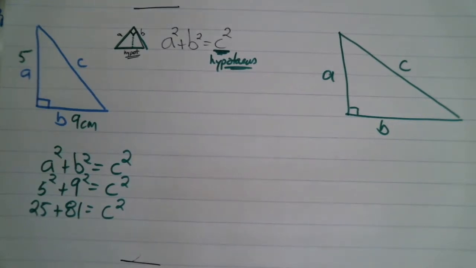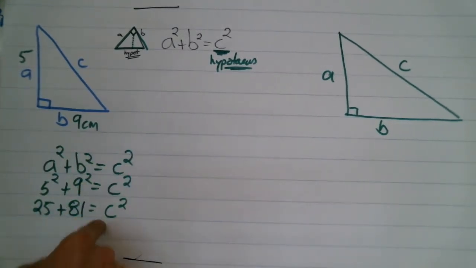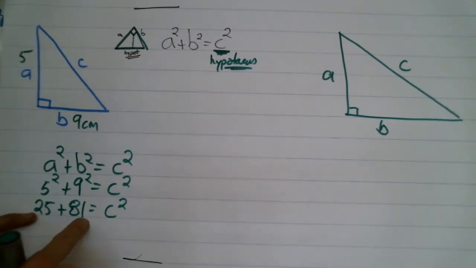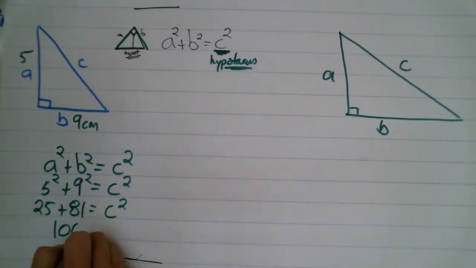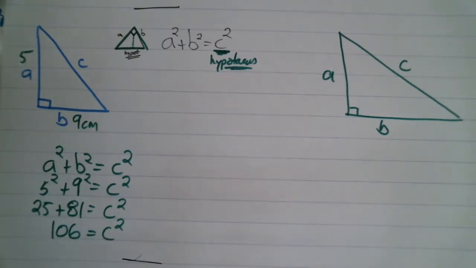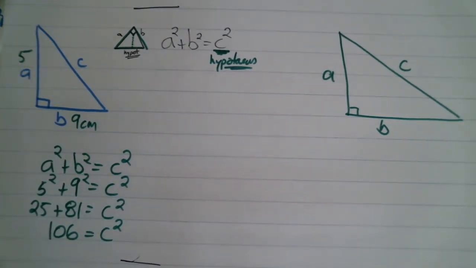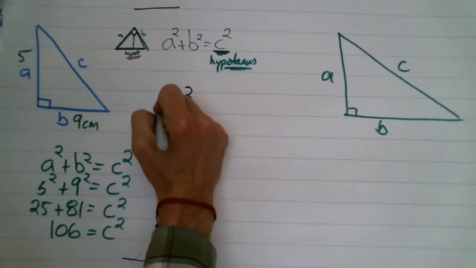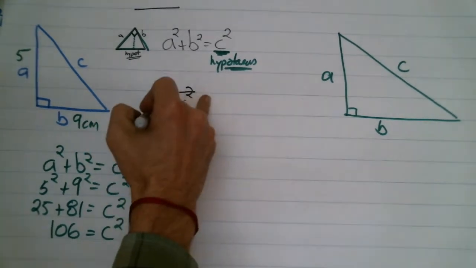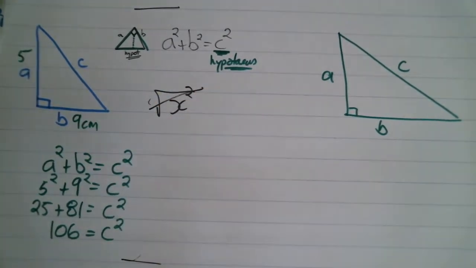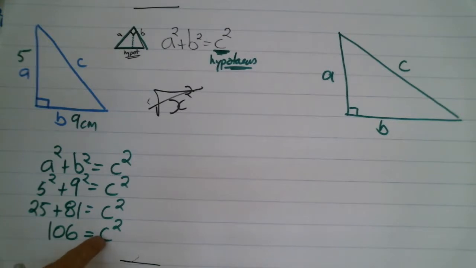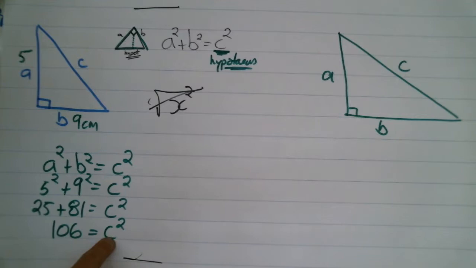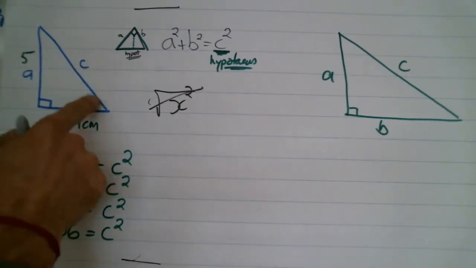Just like in the other stuff we've been doing, if we don't use it, just bring it down. 25 and 81, that's going to be 106. 106 equals c squared. Now this is the little thing we talked about quickly in class. Remember, our opposite of x squared is going to be square root. So when you square root something, it cancels out the square. We'll talk about this more in algebra, but I can't have that square there because I'm looking for the length of c, not the square of c.